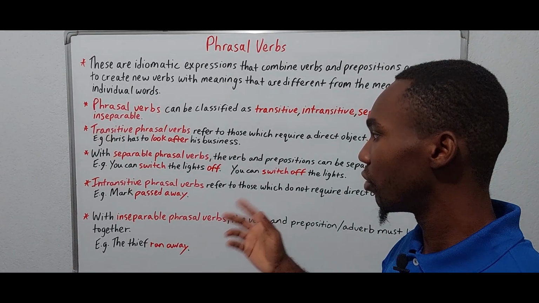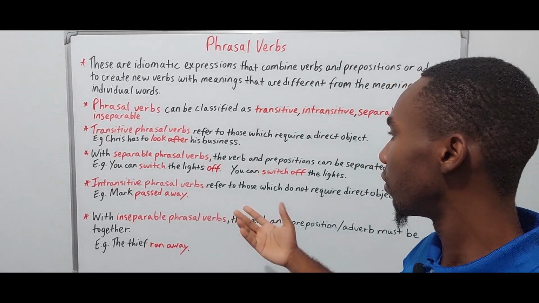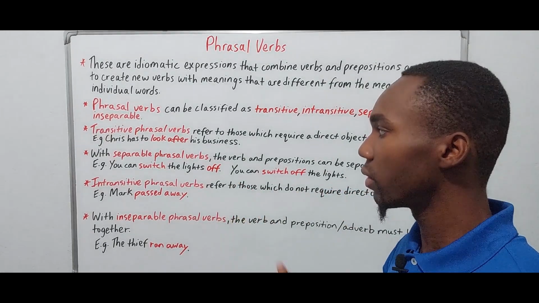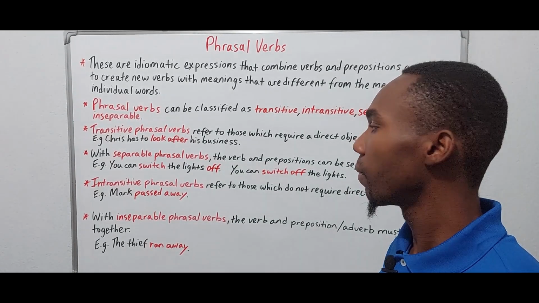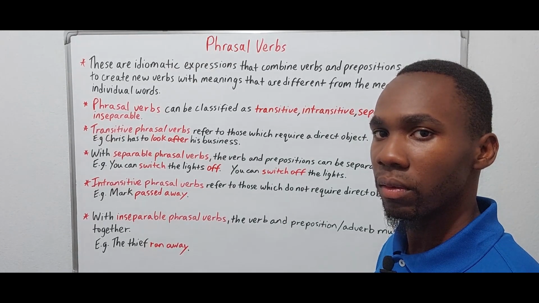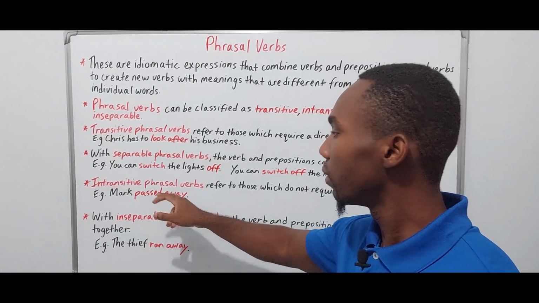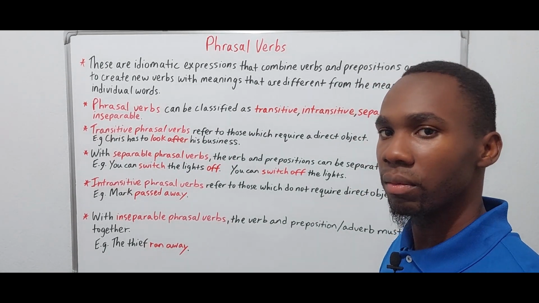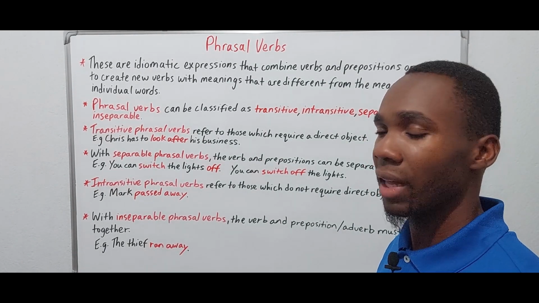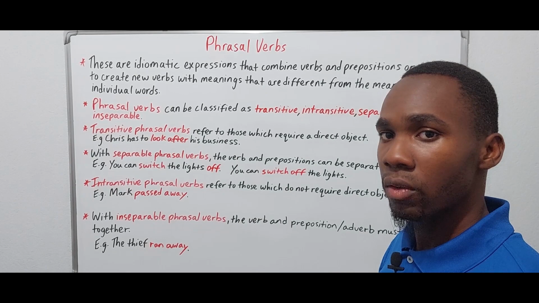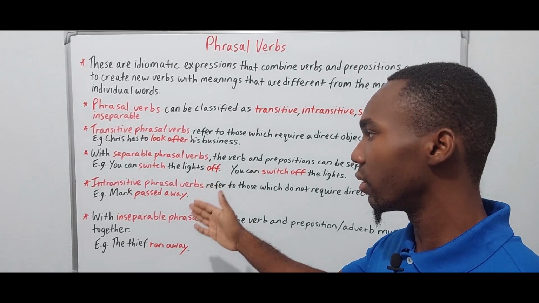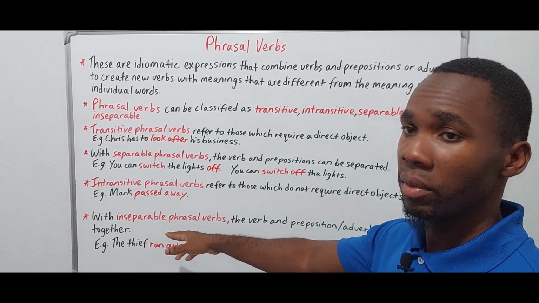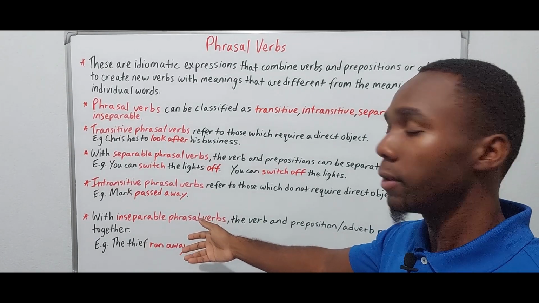All right, so let's move on to intransitive phrasal verbs. So intransitive phrasal verbs refer to those which do not require direct objects, right? So an example of that would be passed away. Mark passed away. Obviously, we don't need an object there, right? So away would be an adverb because it's giving you the place. And remember, adverbs modify verbs. So there's no need for an object. So that would obviously mean that all intransitive phrasal verbs are inseparable because there's no direct object, right?